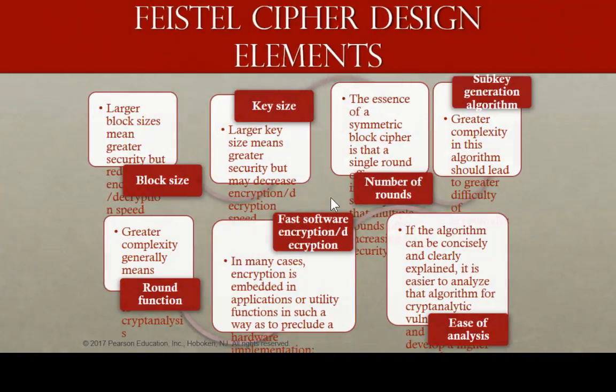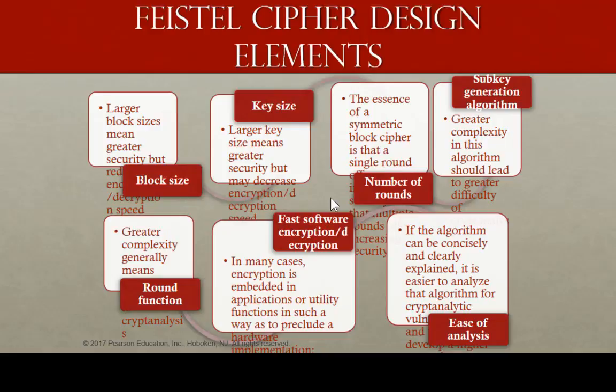Feistel cipher design elements. The Feistel structure is a particular example of the more general structure used by all symmetric block ciphers. In general, a symmetric block cipher consists of a sequence of rounds, with each round performing substitutions and permutations conditioned by a secret key value. The exact realization of a symmetric block cipher depends on the choice of the following parameters and design features.